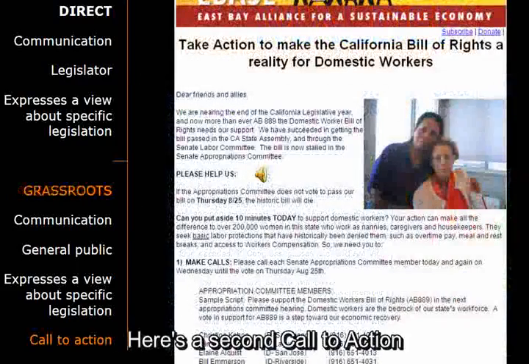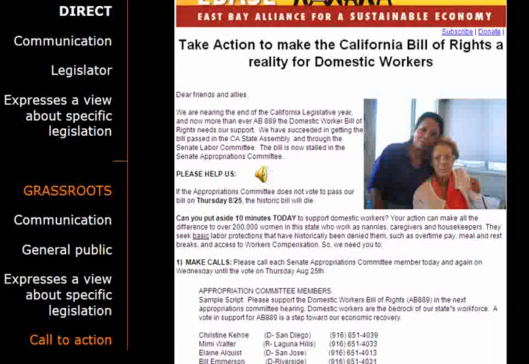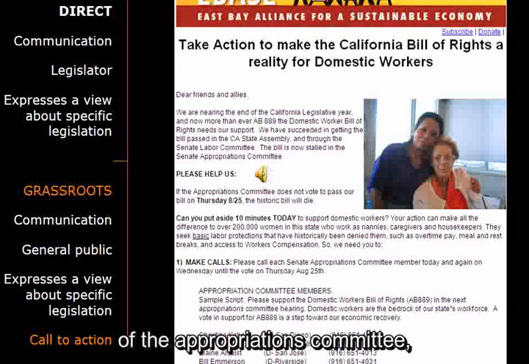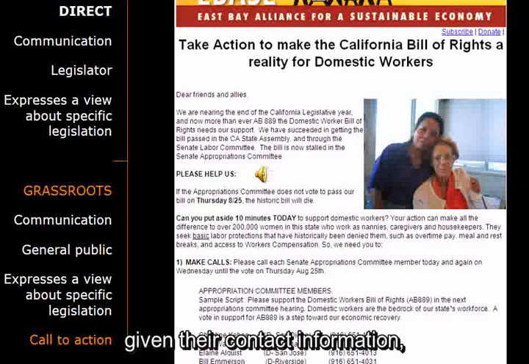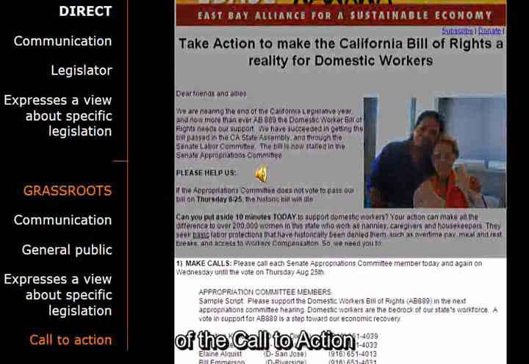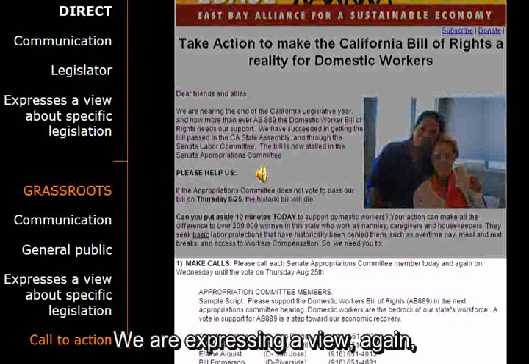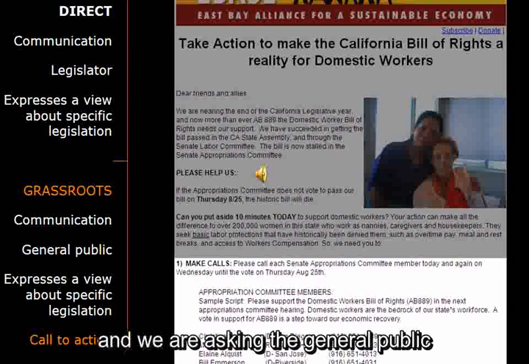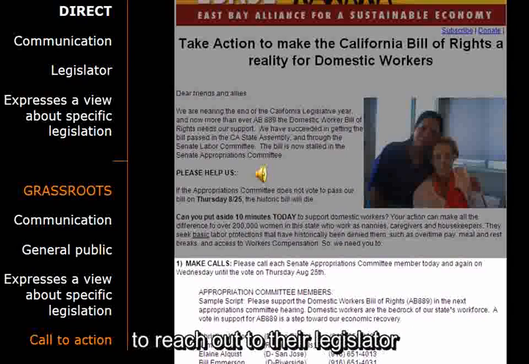Here's a second call to action. So we've listed the members of the Appropriations Committee, given their contact information, and so this is another form of the call to action. We're expressing a view, again, about a specific legislation, expressing that to the general public, and we're asking the general public to reach out to their legislator as a call to action.